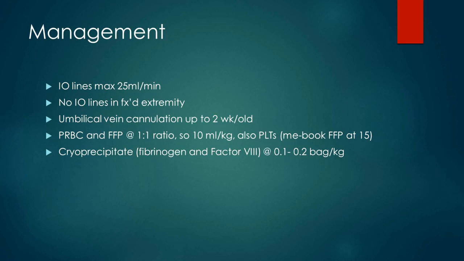So, management of pediatric trauma. IOs: sometimes kids can be really hard to get IVs on. IOs are quickly placed, but they have a maximum of 25 ml per minute, so they can't be used for the mass transfusion boluses that typical IVs can be. They're good to help while they're good, but you should try to get some type of definitive line on a patient. Should not place an IO line in any fractured extremity. You can cannulate the umbilical vein up to a two-week-old.